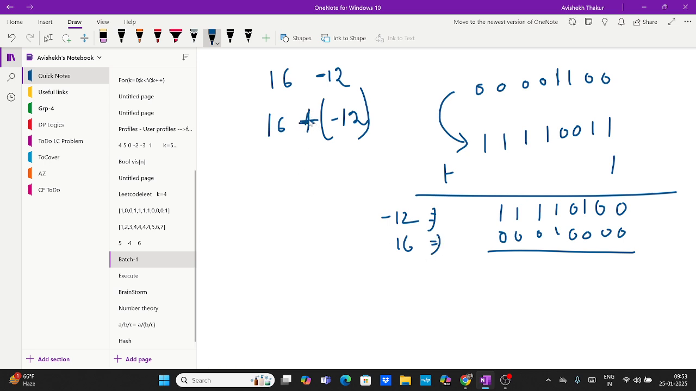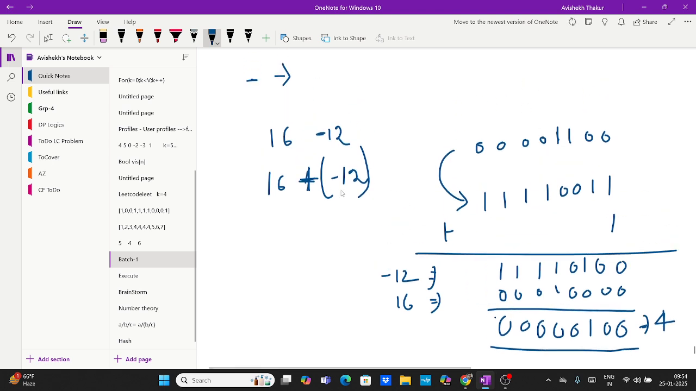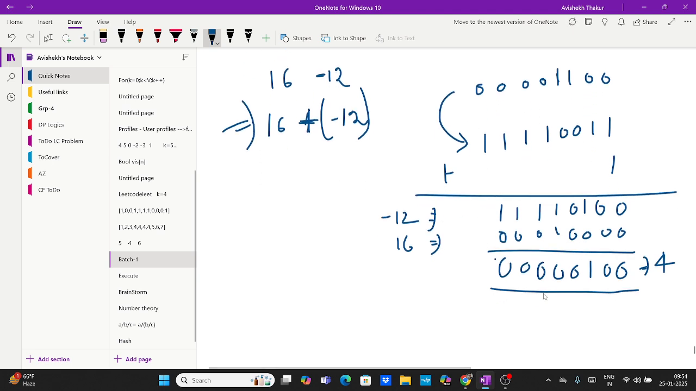So what we did is 16 plus minus 12. If we add it, the 1 is being carried, and finally it gets discarded, and you have this number, which is nothing but 4. So are you getting 16 minus 12 as 4? Yes, this is what happens internally in computers. It directly cannot do minus 12, so it represents it like this, and it gets converted like this.